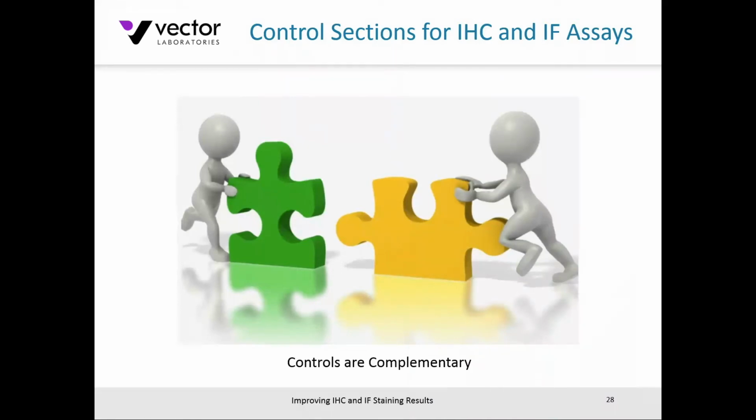Now, the idea of the controls is that they're complementary to your test specimen. If you don't run these controls, any staining you get on your test specimen is essentially meaningless. It really is. So this is why you have to put in these known positive and negative control sections. They're supposed to be used synergistically with your test specimen.